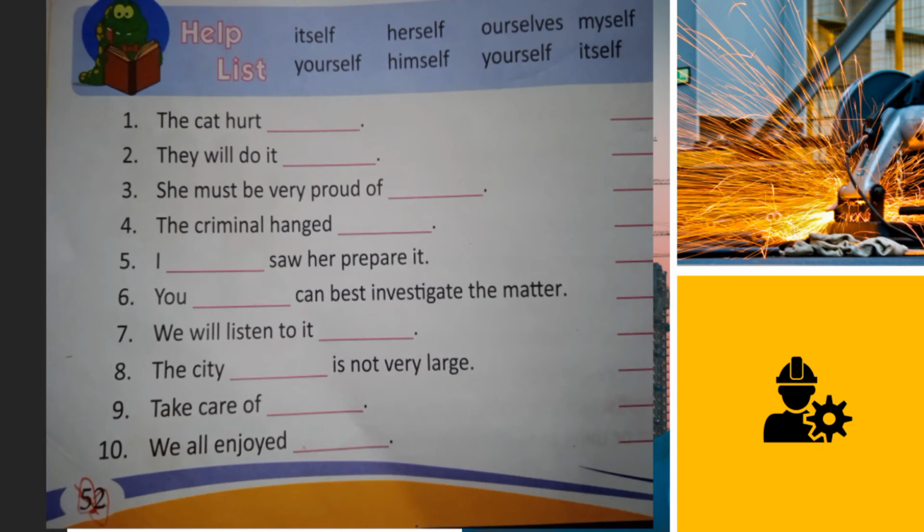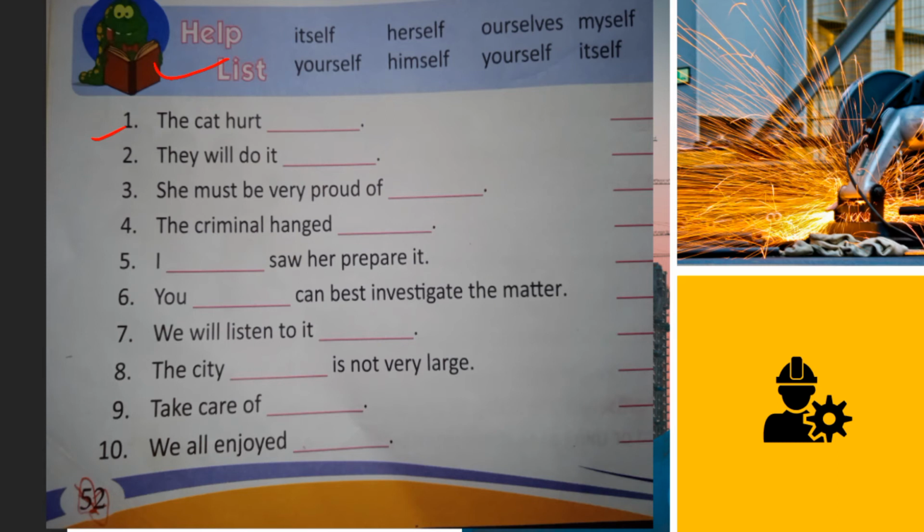Open page number 52. Exercise A. Fill in the blanks with the correct compound personal pronouns and write whether they are reflexive or emphatic pronouns. Choose the pronouns from the help list. Here you can see the help list is given, and in this exercise fill-ups are given, and at the side one more fill-up is there. So first you have to complete this fill-up by adding a compound personal pronoun, and you have to tell whether it is reflexive or emphatic. Clear? So let us solve the first one.